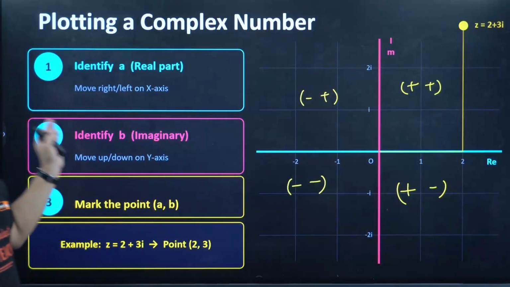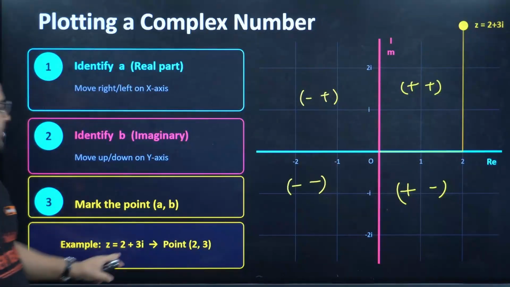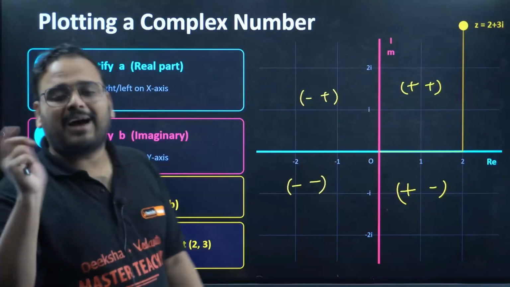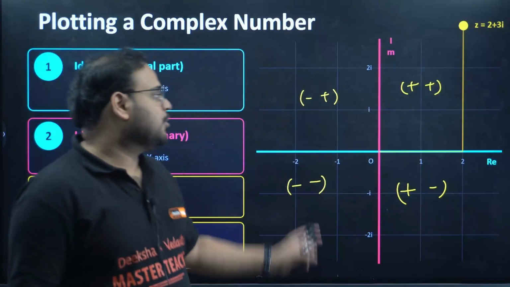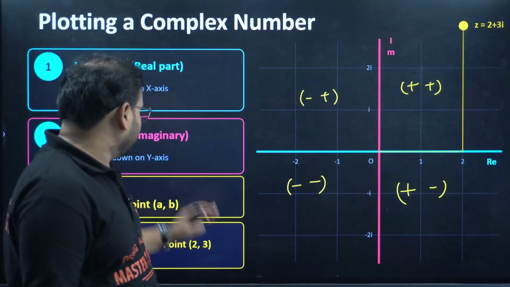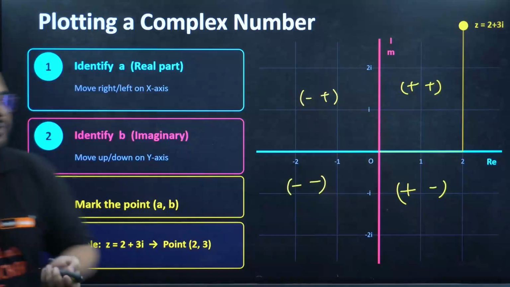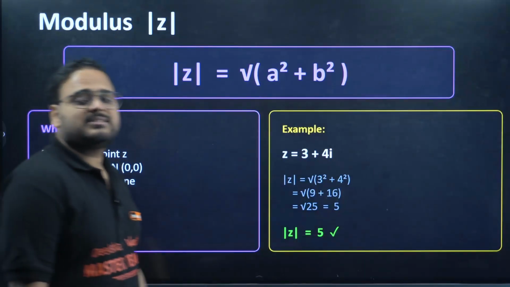Okay, accordingly whatever number is given to you, let's say I have 2 plus 3i, so x is also positive, y is also positive. It means the real part as well as the imaginary part are both positive. So the complex number will lie in your first quadrant. Okay, yeah. Next, something called modulus.